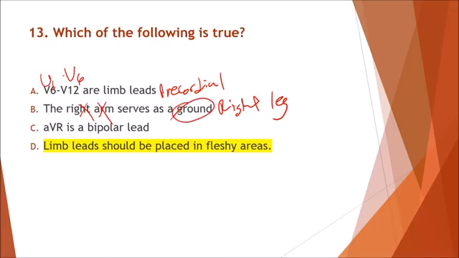That is really important. AVR is bipolar. No, AVR is monopolar or unipolar. You might hear it either way. Limb leads should be placed in fleshy areas. Yes, remember the limb leads, that is your right arm, left arm, right leg, left leg. You want to place those over meaty areas, not bony prominences.